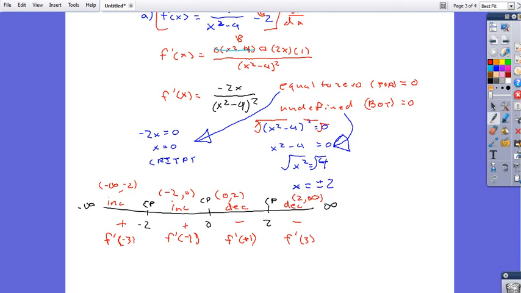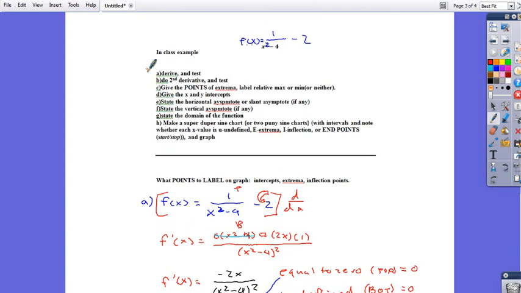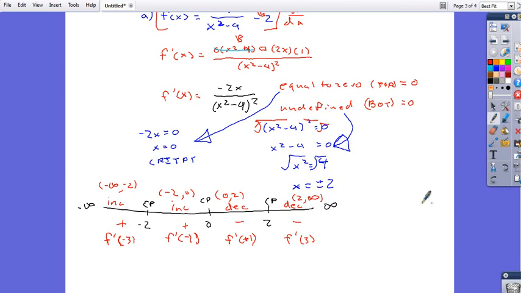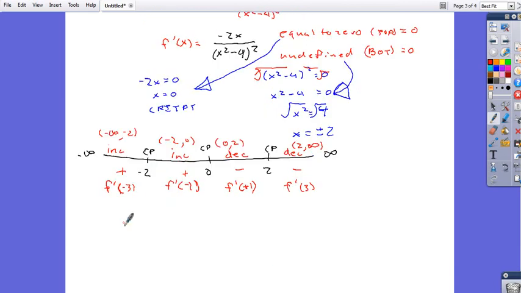So there you have it for number 1, or letter A, deriving and testing. Now we've got to go about the business of doing the second derivative and testing. In order to do the second derivative, first you need the first derivative, so we have it.